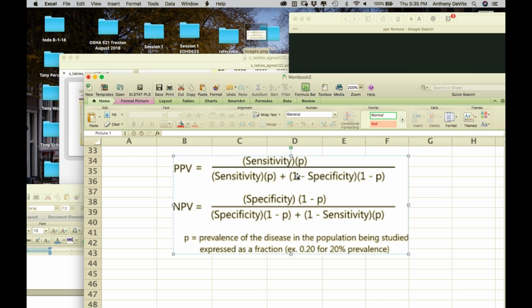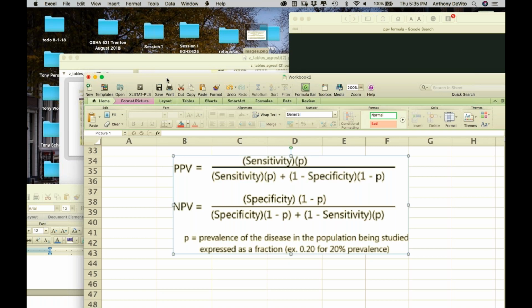In fact, it is 1 minus the specificity, which is the percentage of people that don't have the disease, times 1 minus the prevalence. That is the percentage it gets wrong on people that don't have the disease. So that actually is the false positive. So it's a true positive. Just like we used that chart, this formula is really doing the same thing.